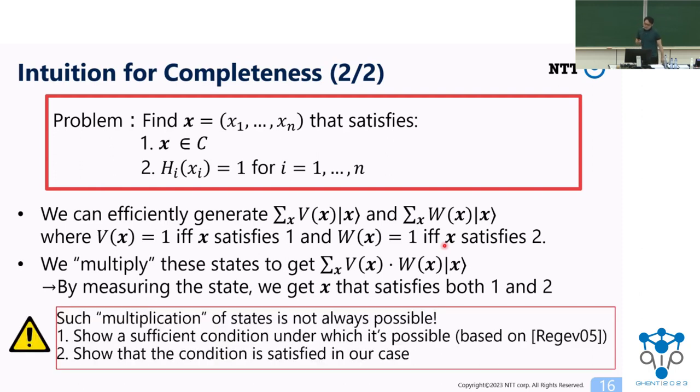Of course, such a multiplication of states is not always possible. So what we do is the following. First, we show a sufficient condition under which such a multiplication is possible. And this step is inspired by the work by Regev. And second, we show that this condition is satisfied in our case. And combining them, we can get the quantum algorithm that solves this problem efficiently.